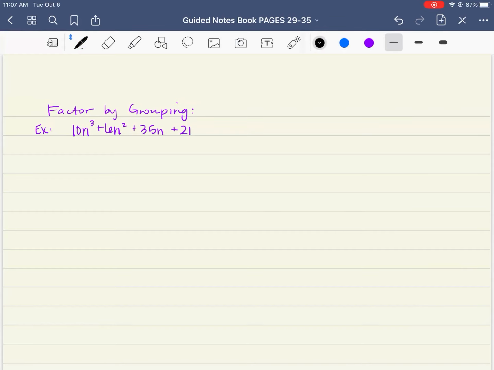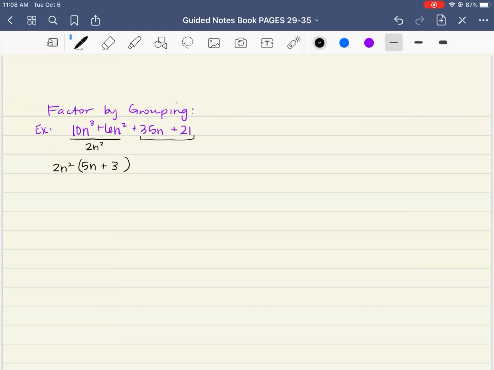So there's nothing common to all four. Now, if there was, we'd pull that out first. But again, we're just going to look at this first group. A common divisor of 10 and 6 would be 2. And then we've got n cubed and n squared. So n squared is the biggest common factor there. So again, I'm going to pull 2n squared out front. That leaves me with 5n, since n cubed divided by n squared is just n. And then 6n squared divided by that 2n squared would leave me with a 3.